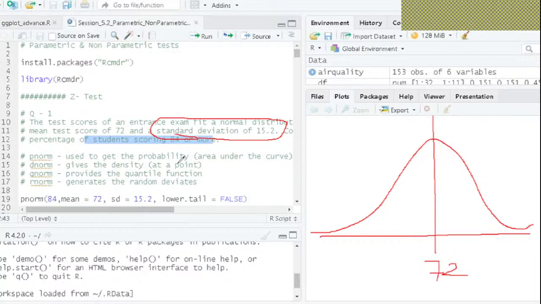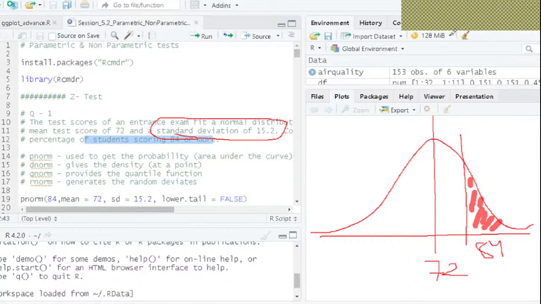Okay? It says find the percentage of students scoring 84 or more. So what you have to find? This cutoff, this is 84. And what you have to find? Find the percentage of students. So basically you have to find this shaded region. Yes? Clear? Now coming to our commands in R, right?